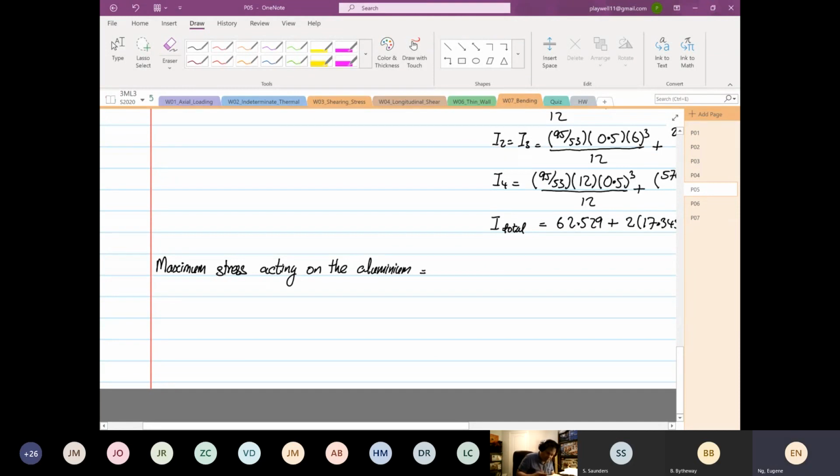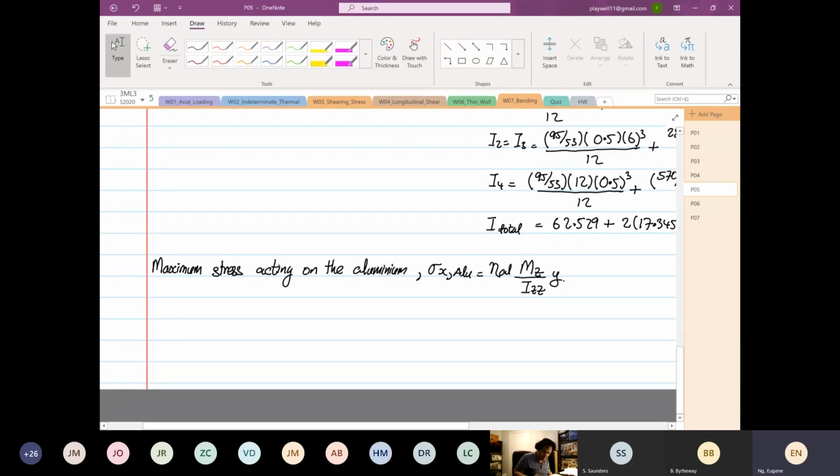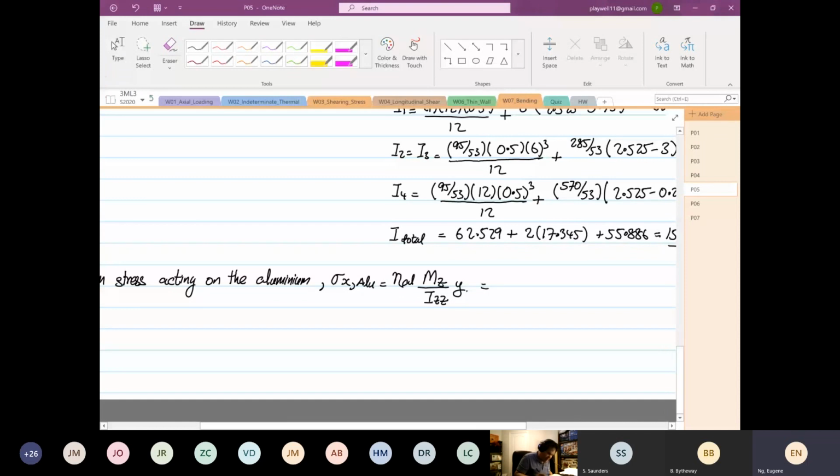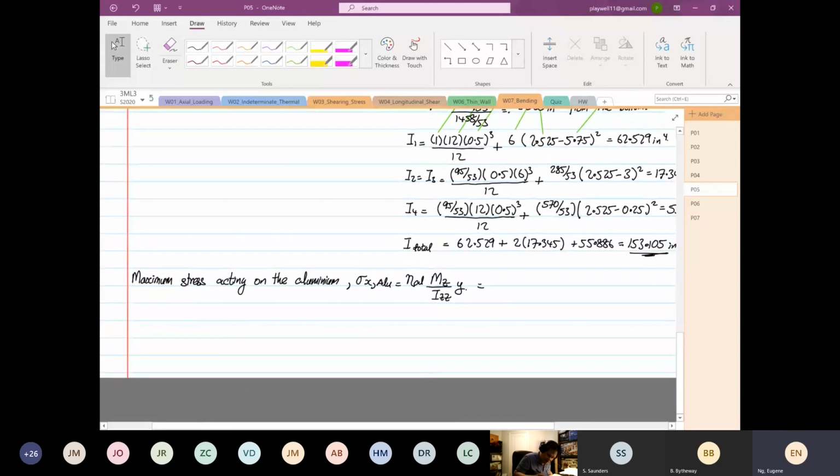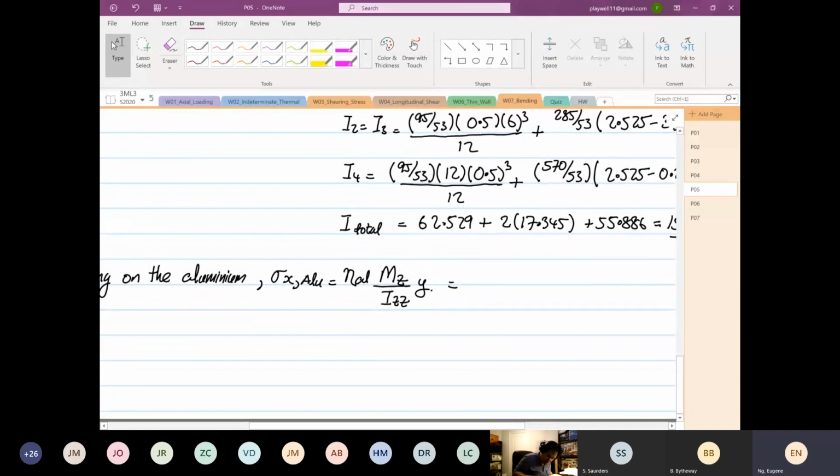right? So the formula will be stress x for the aluminum, and this will be equal to n for the aluminum, right? So Mz over Izz multiplied by y. Okay. So the n of the aluminum, our reference material is aluminum, so this will be equal to 1, right?